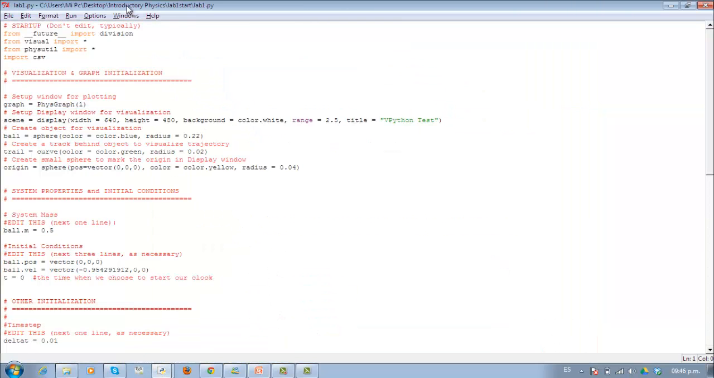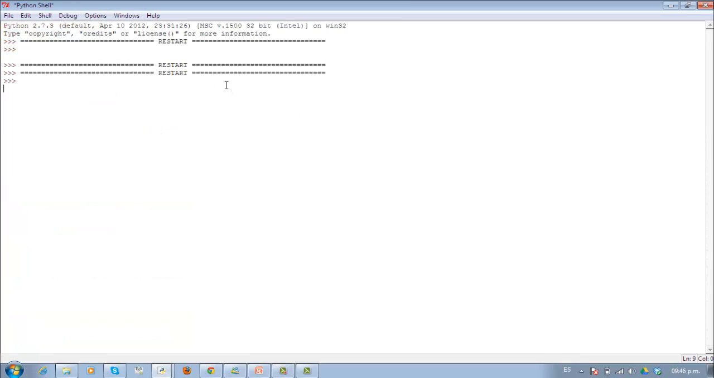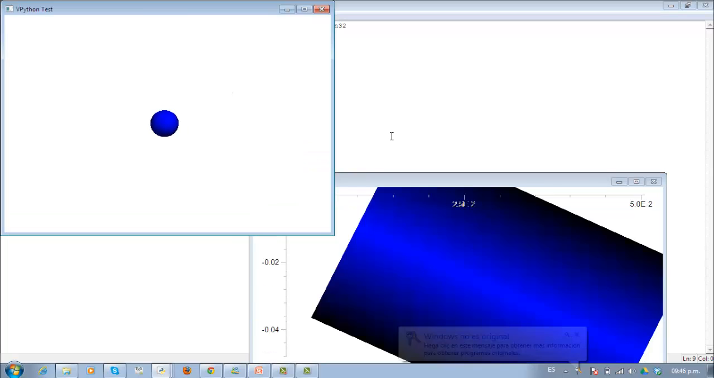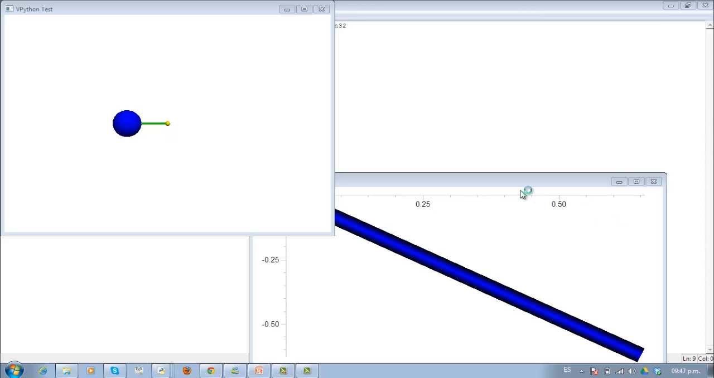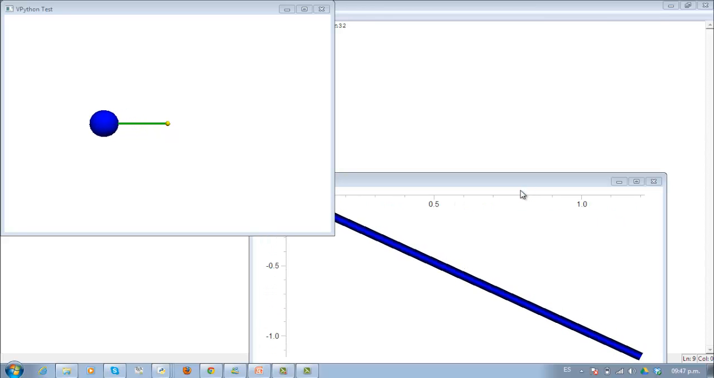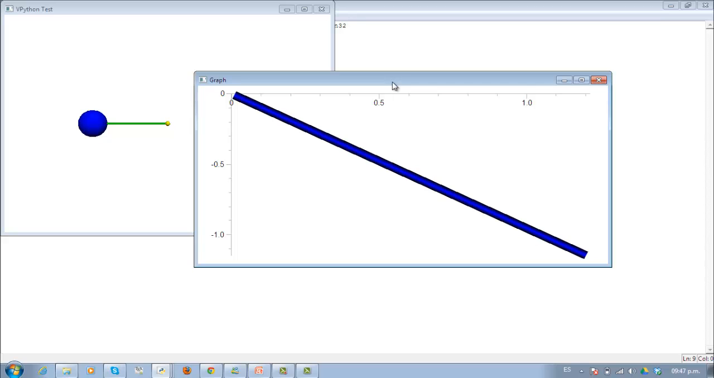So here we have the Python program, and this is what I obtained for the script that I changed from the example. This is the object moving to the left, and this is the graph of the position over time.